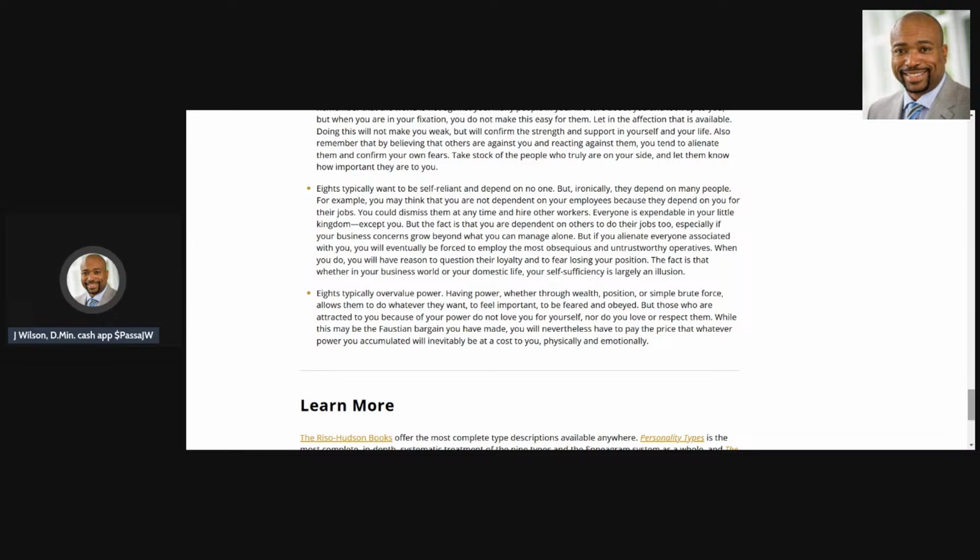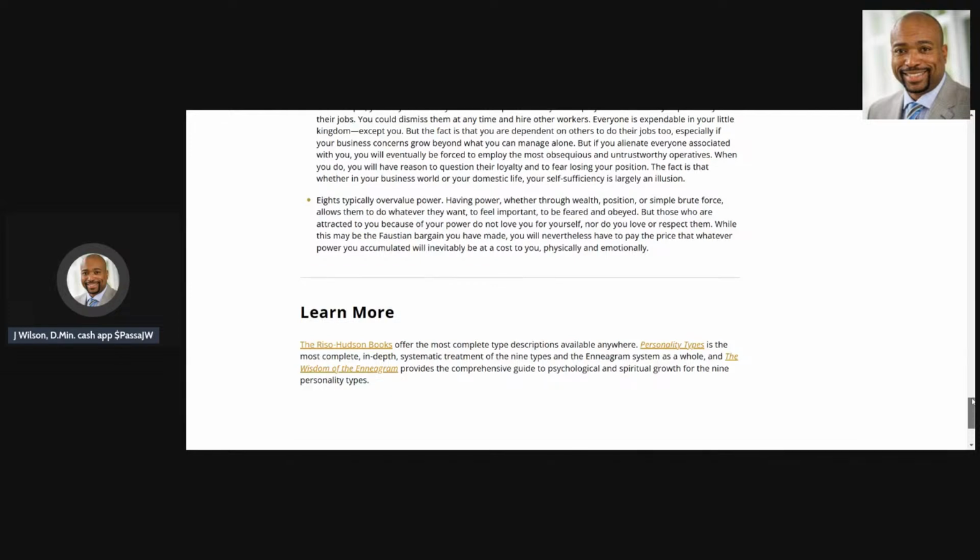But the fact is, you are dependent on others to do their jobs too, especially if your business concerns grow beyond what you can imagine alone. And 8s typically overvalue power. Having power, whether through wealth, position, or simple brute force, allows them to do whatever they want to feel. So that's an 8, you all.